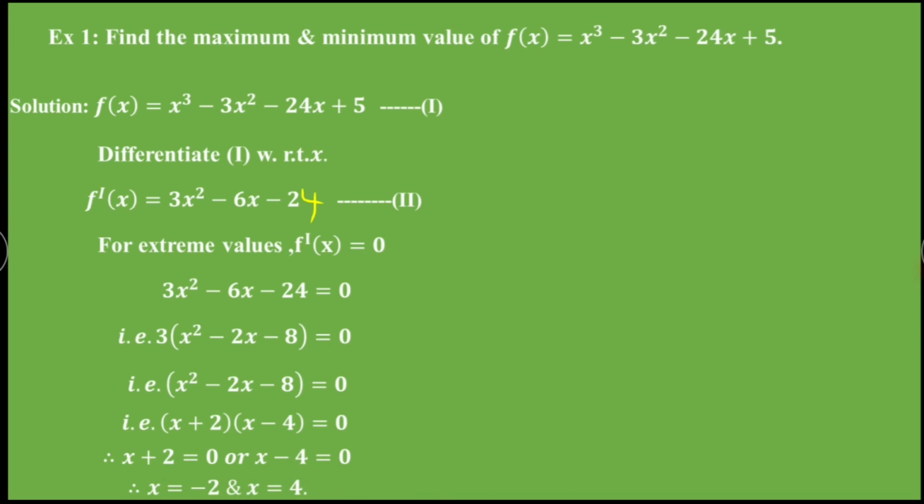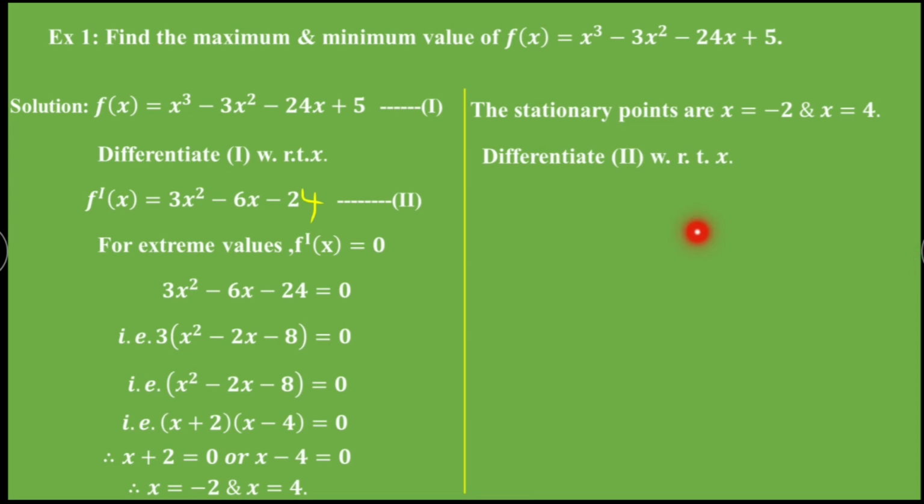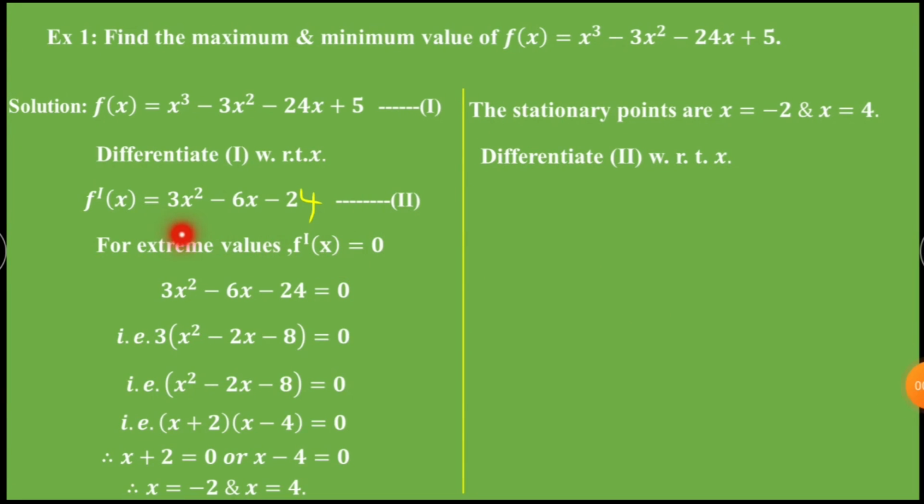Now these are the extreme points, or you can say stationary points also. These stationary points are x equals to minus 2 and x equals to 4. So we first find the second derivative. Differentiate again with respect to x. From this first derivative we find the second derivative, so for that we have to differentiate this equation a second time with respect to x.